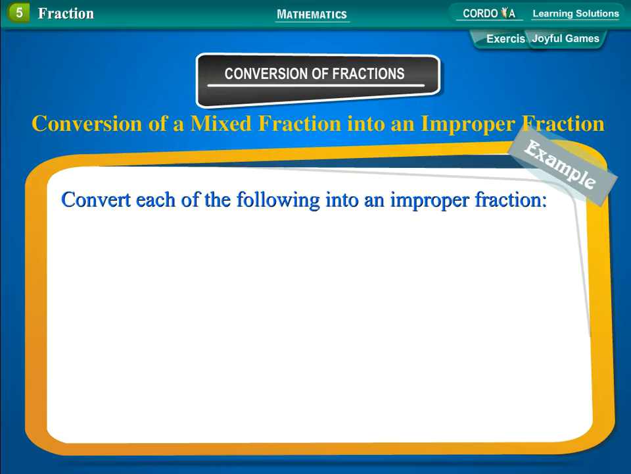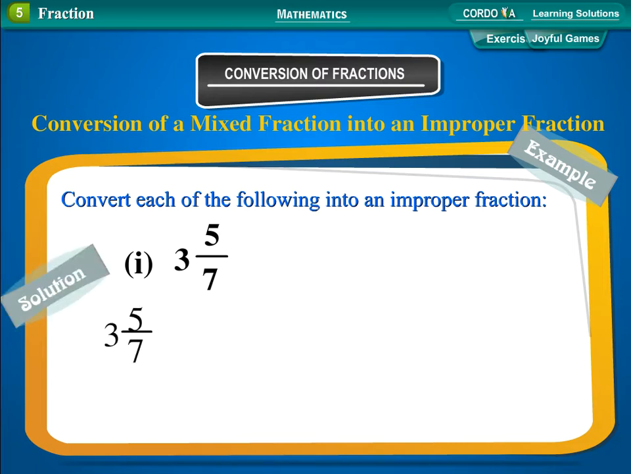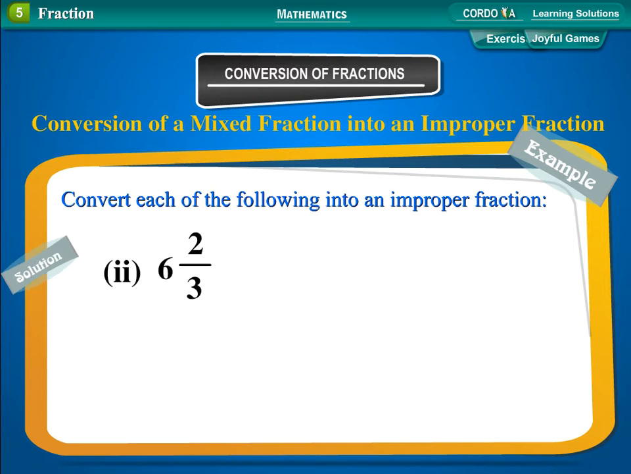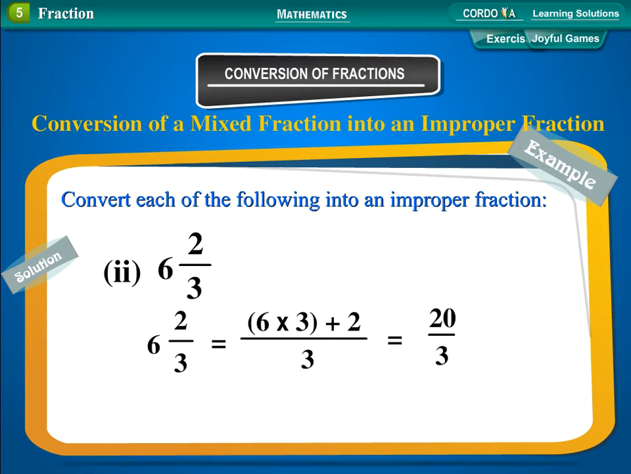Example: convert each of the following into an improper fraction. 3 and 5 upon 7. Solution: 3 and 5 upon 7 is equal to 3 into 7 plus 5 upon 7, which is equal to 26 upon 7. 6 and 2 upon 3. 6 and 2 upon 3 is equal to 6 into 3 plus 2 upon 3, which is equal to 20 upon 3.